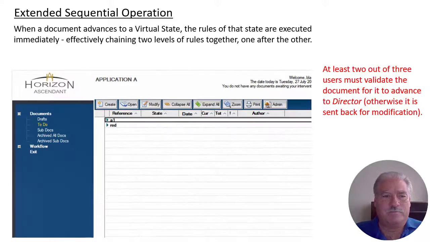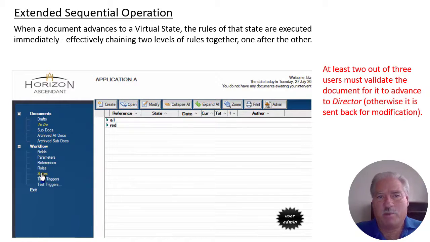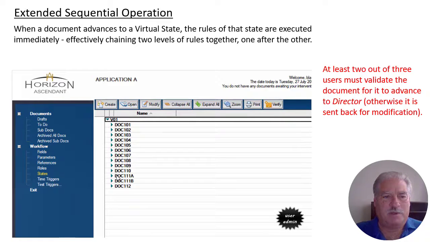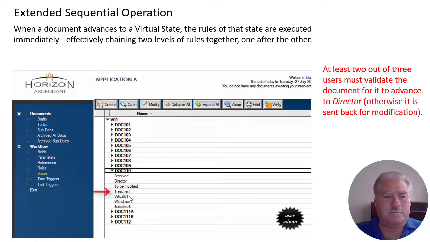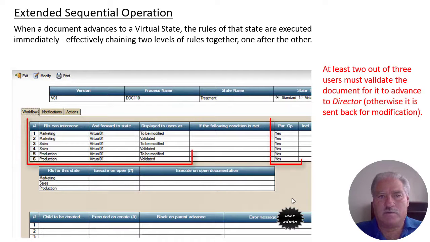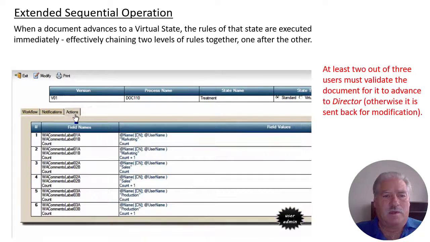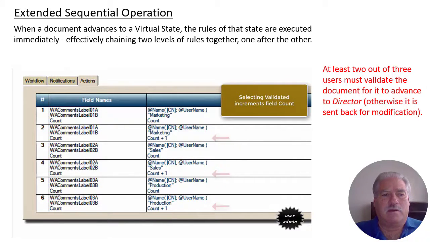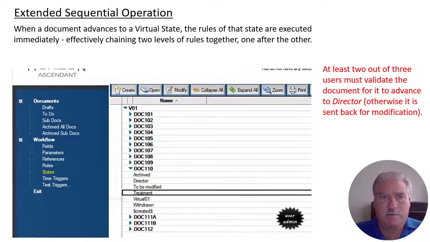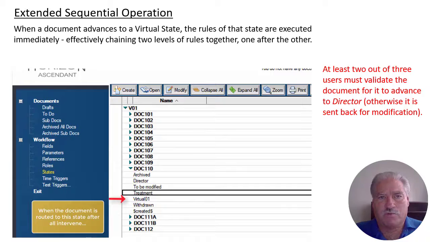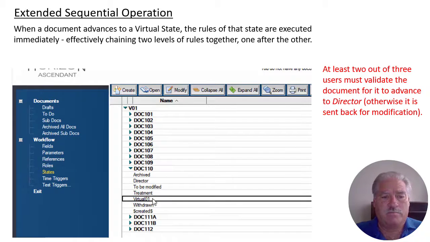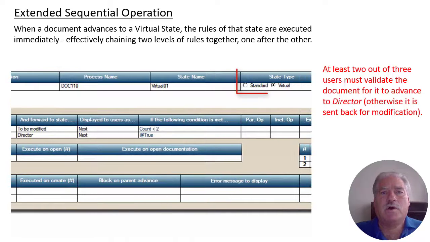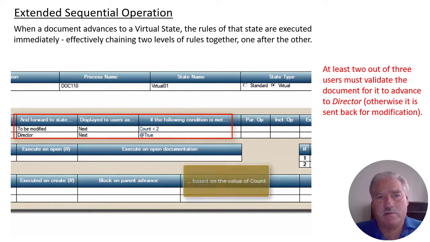So how to make this happen? Now we're using a pass-through state in the context of a parallel operation, of course. The two are independent. So going into state treatment, you can see the parallel operation and the options available to each group of users. Now importantly, when validate is selected, the field count is actually incremented. Then, of course, when the document is routed to the next state after the parallel operation, virtual 01, the document is routed immediately because it is a pass-through state, a virtual state, and it's routed based on the value of count.